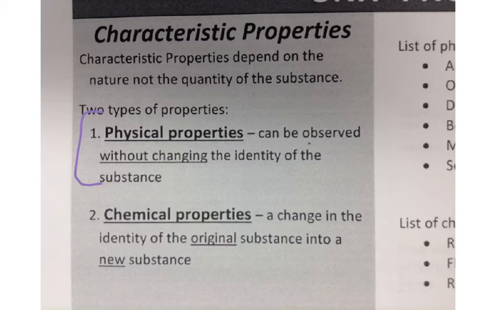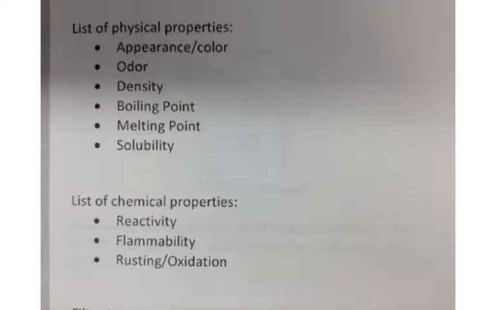A chemical property, on the other hand, in order to observe it, you are actually going to have to change what it is made out of. So if I were to burn something to see if it was flammable, I would be burning it, which would be causing a chemical reaction and it would actually be changing what it was made out of.